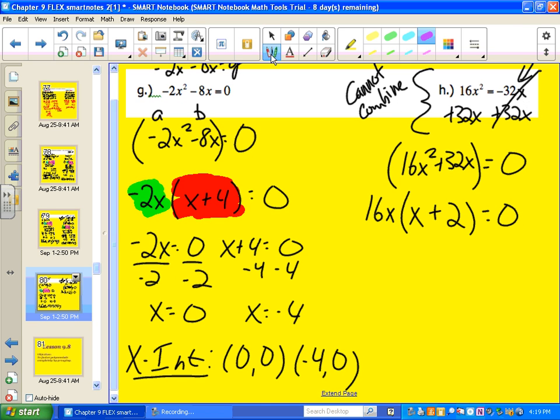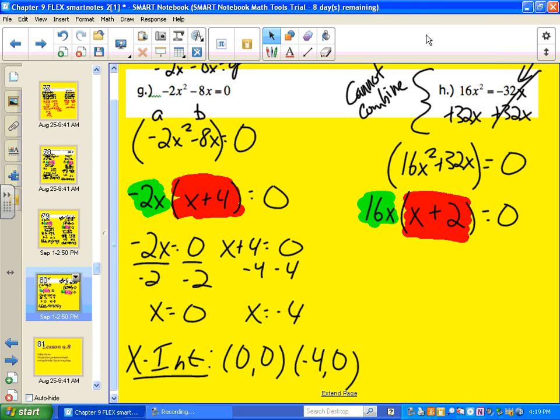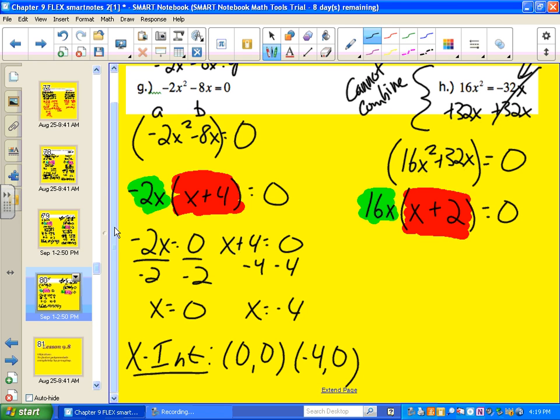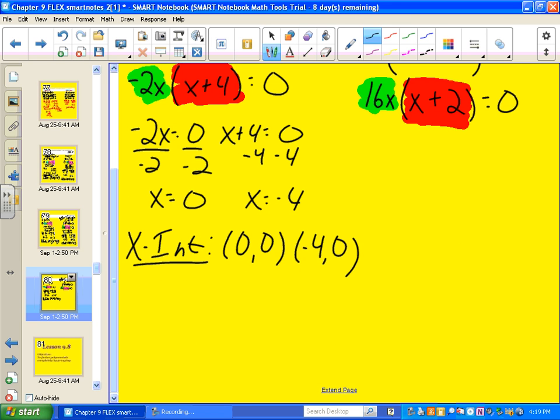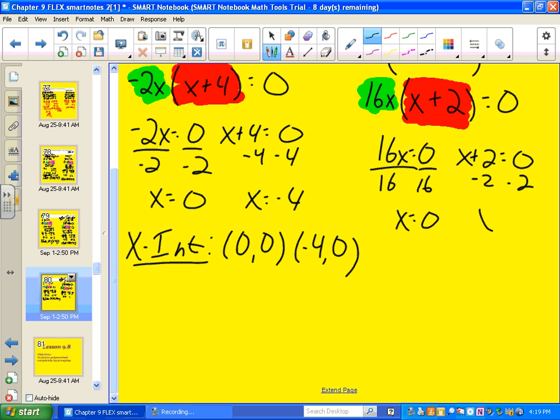Now from here, once again, we could have this 16x be 0, or x plus 2 could be 0. So since we don't know which one, we're going to set them both equal to 0. So we have 16x equals 0, x plus 2 equals 0. Divide by 16, so x equals 0. Subtract 2, so x equals negative 2. And now we write it as an x-intercept, (0, 0) and (negative 2, 0).